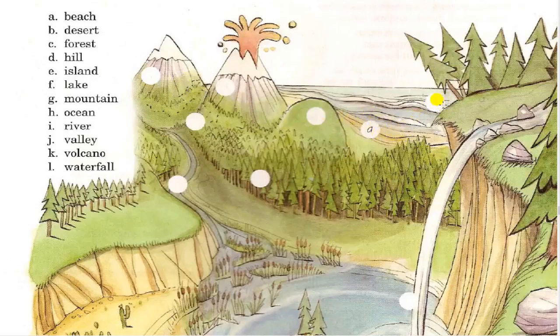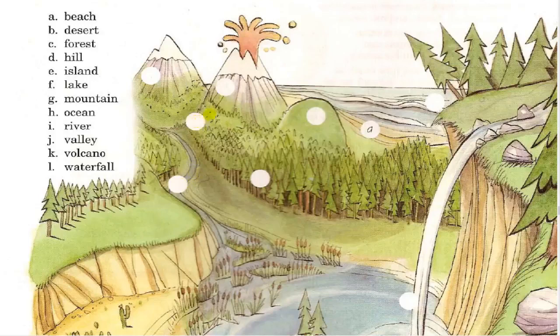River. Where is the river? This is a river, I. Valley, land between mountains. This is J, valley.